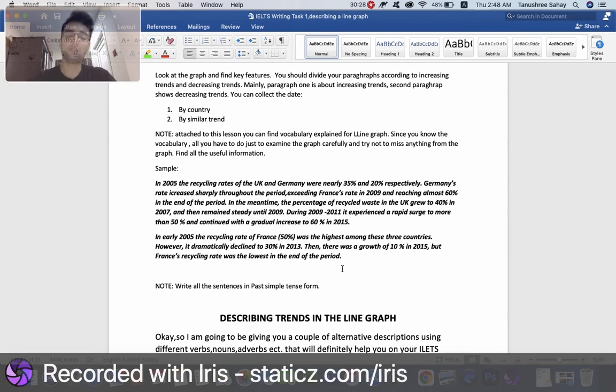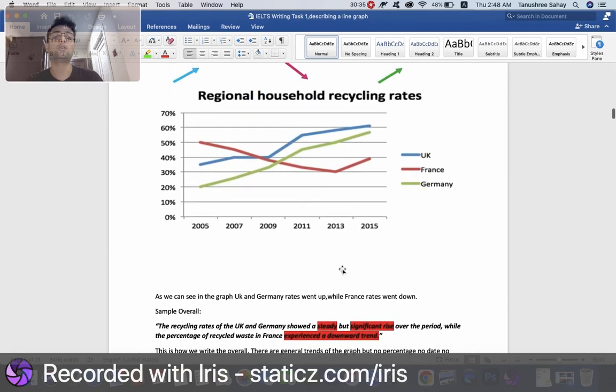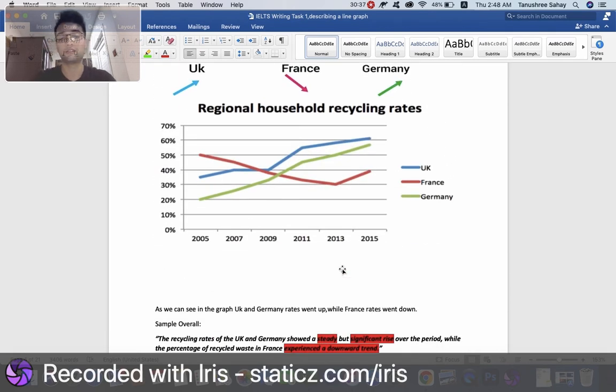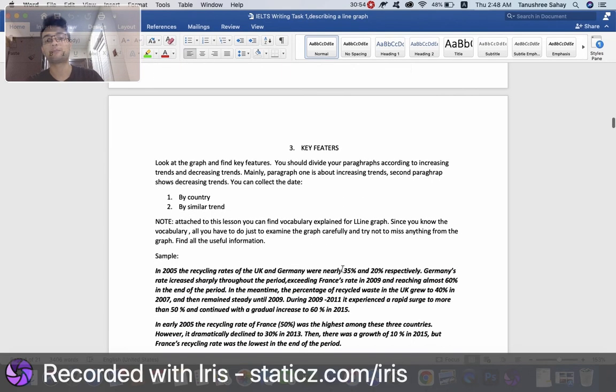So as I said before, let's collect the data by country and by similar trends, which means now all we have to talk about are the numbers. So the percentages according to the year. So in 2005, the UK was between 30% and 40%, and then it went up to 60% at the end of the period. So this is how I did it.